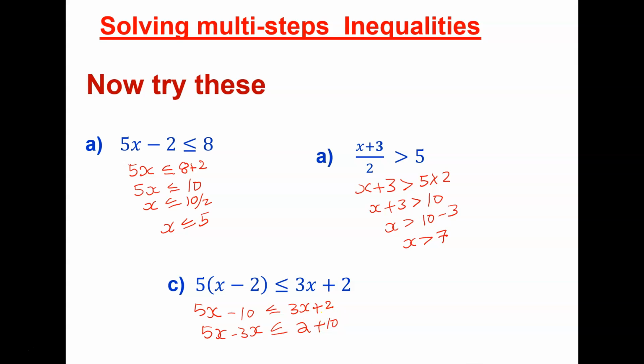So the numbers are on one side and the variable on the other side. 5x take away 3x, that's 2x is less than or equal to 12. And finally, you divide by 2, so 12 divided by 2. And that gives you x is less than or equal to 6. So this is how you do it. You do it step by step. Use the inverse operation concept. You solve it exactly the same way as we have solved linear equations.